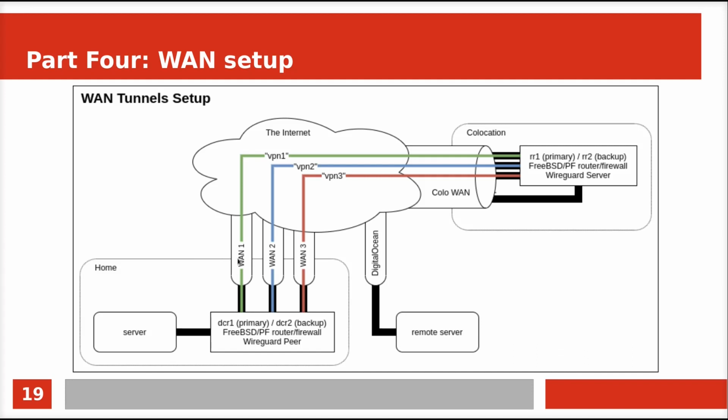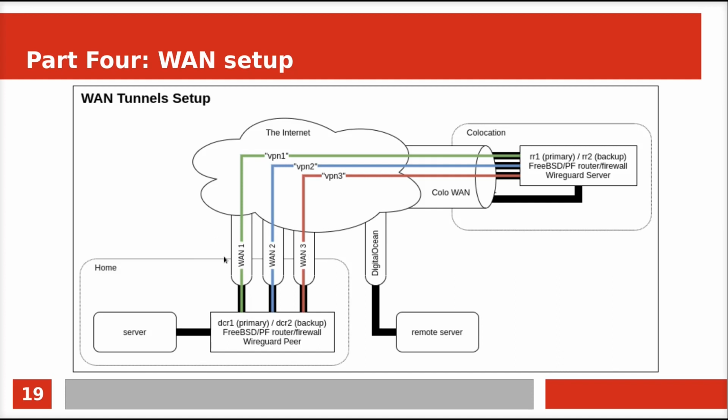WAN 1 is the cable, WAN 2 is the fixed wireless, and WAN 3 is the DSL. I still put it on here even though it's dedicated to other things now. And then over those I have the colored VPNs: VPN 1, 2, and 3. Those reach out over the internet to my colo, where I have that RR remote router, which is running the same FreeBSD PF firewall and the WireGuard server. Those terminate there, and you'll see on my side, I'm forwarding them so that VPN 1 goes out WAN 1 and VPN 2 goes out WAN 2.